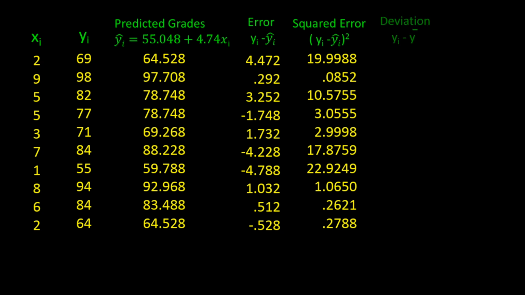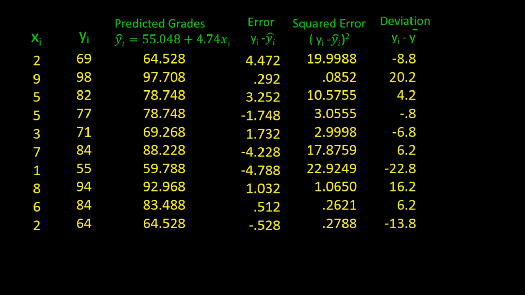The next column measures the deviations of each y from y bar, the average. Remember, y bar was 77.8, so we take each y and subtract 77.8 to get this column of numbers. So for example, the first y value is 69 and y bar is 77.8. So 69 minus 77.8 is negative 8.8. And we do that for each of the 10 numbers in this column.